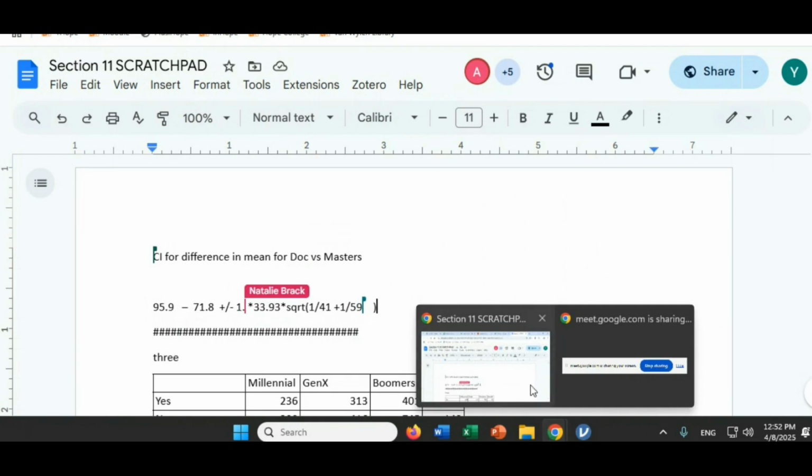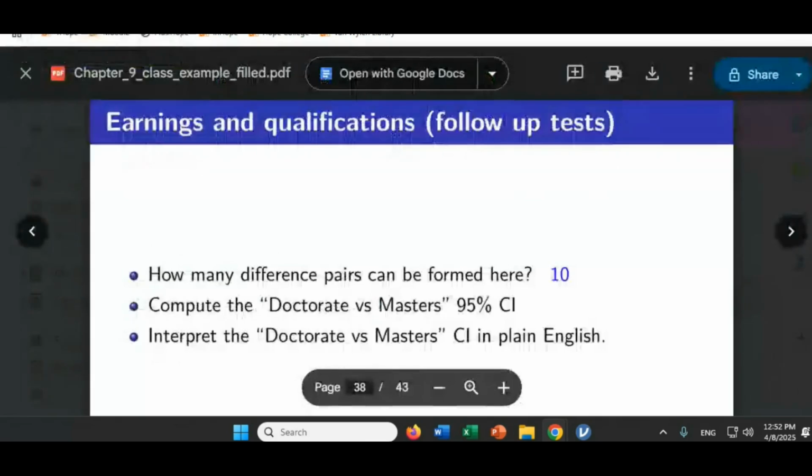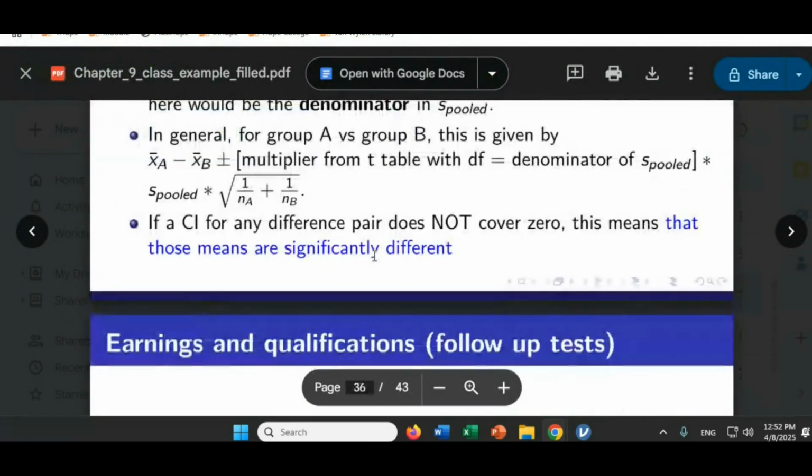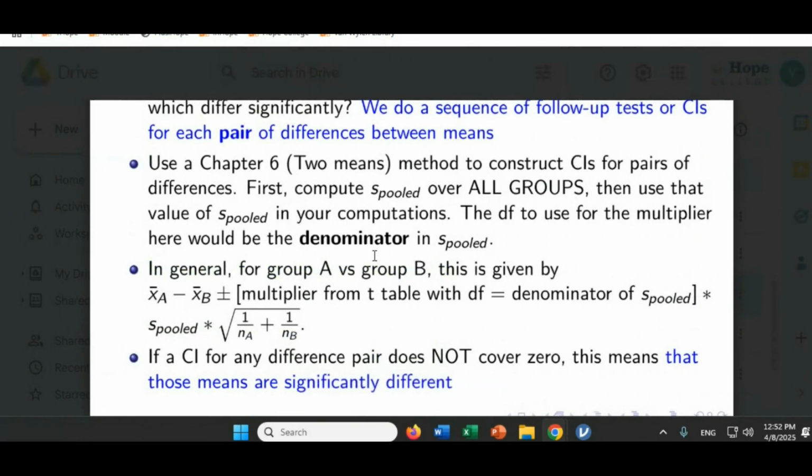Okay, the only thing to deal with is the multiplier. Let's go back to our slides. The rule says the multiplier comes from the T table. I hope you realize why it's a T table, right? It's a mean problem. T table. The DF is the denominator of S pool. If you remember, the denominator of S pool was add up all the group sizes less how many? 5.